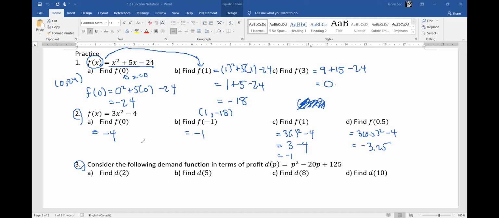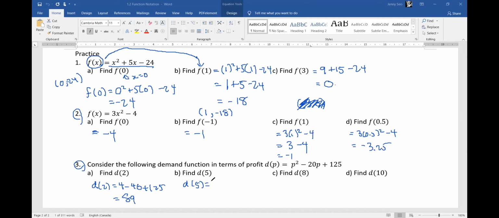Good. Next. So this time, as opposed to f, I use the letter D. Okay, demand. So D of 2 is equal to, who's gone? Evan. Sydney? 89. I don't know actually. 2 squared, 2 times negative 20 is negative 40, plus 125, 85, 89. Right? Okay, good.